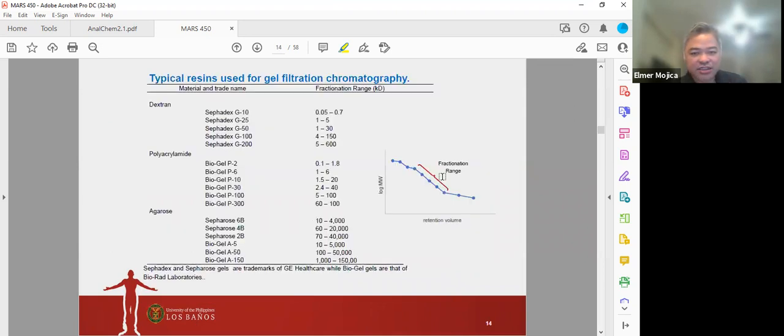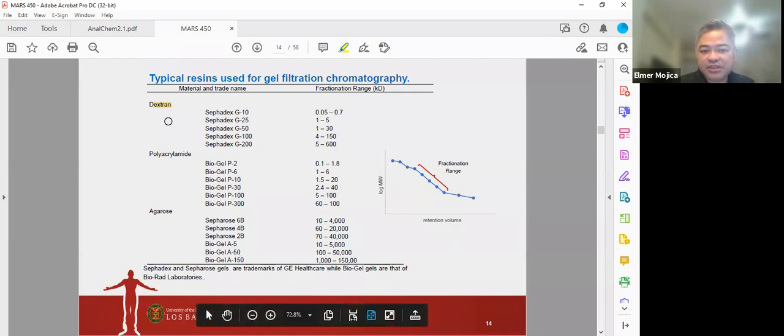So the one that you can use here is dextran, which goes by the name Sephadex. Okay, so Sephadex G10, G25, G50, G100, G200. The number that you have here is based on the range of the molecules. So the higher the number, the bigger the molecular weight that you use. You can also use the one that has polyacrylamide as the material, and the trade name that they have is this one. Or you can use agarose, Sepharose 6B, 4B, 2B.